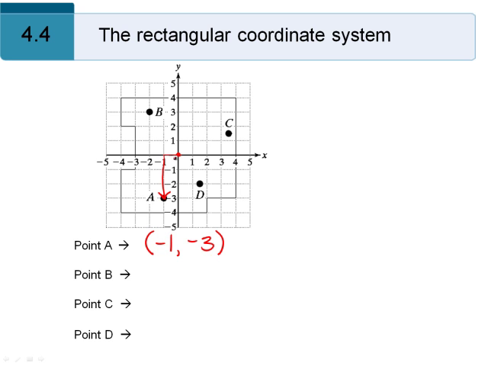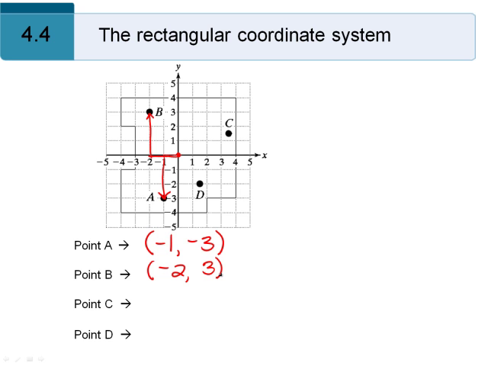Now for point B, I have to go to the left to -2, to where it's even with that B point, and from there I'm going to go up 3 places to get to the B. So it's a +3 because I went up.